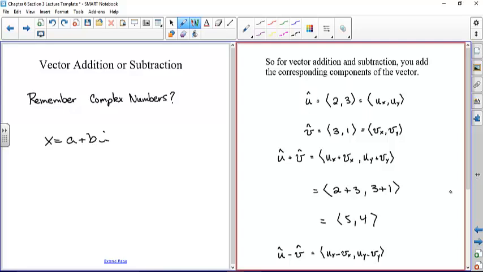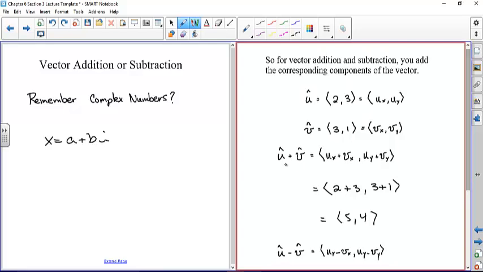So that's the add. And when we add these two together, a lot of times we call the vector that you end up with, which is a single vector, we call that the resultant vector.